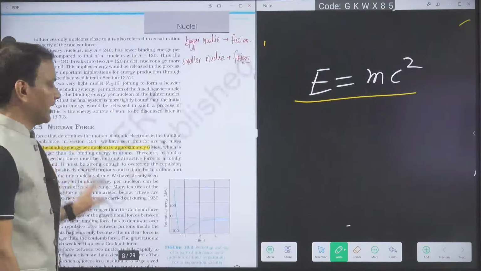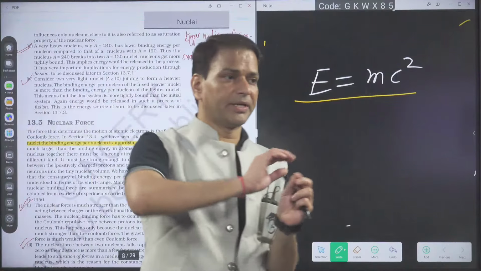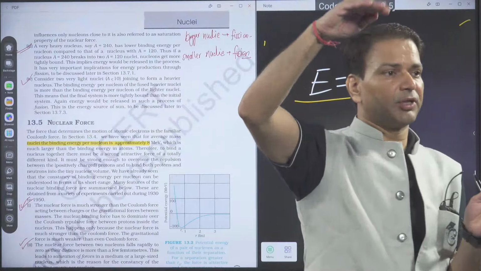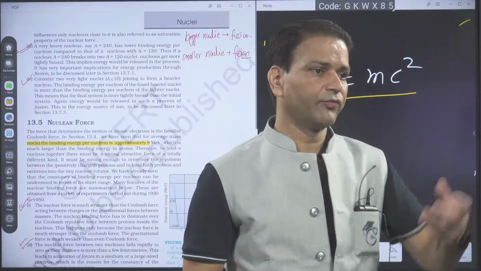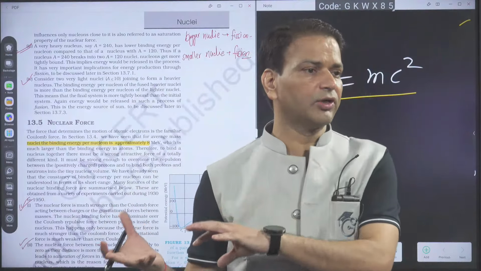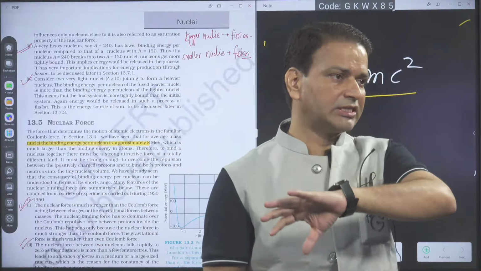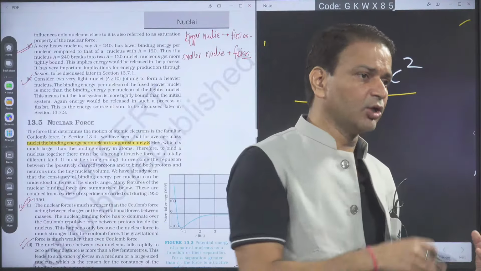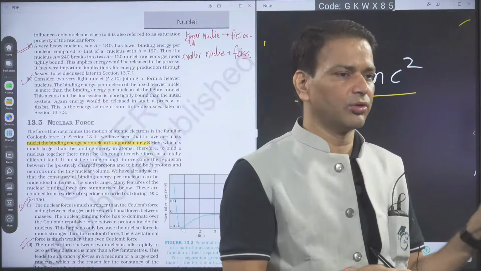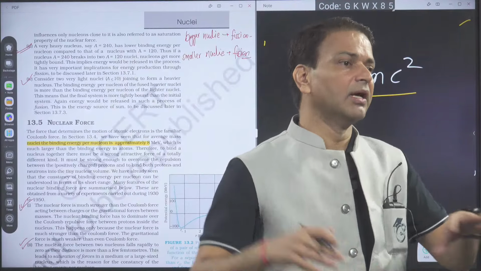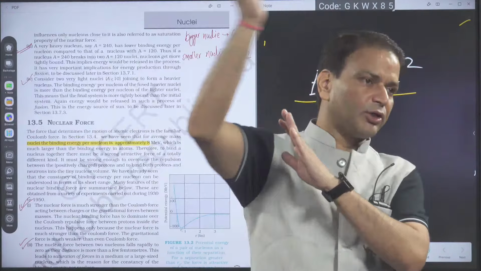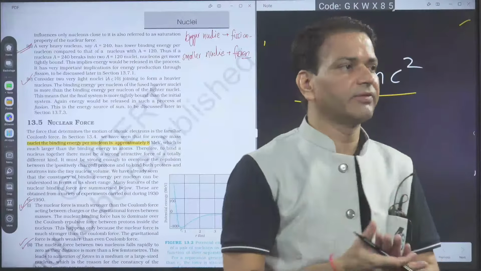In the beginning, when the mass number increases, binding energy per nucleon increases, which means stability increases. So lighter nuclei undergo fusion reactions, and heavier nuclei undergo fission, because they split into lighter nuclei. Lighter nuclei fuse and make bigger nuclei, like hydrogen fusing to form helium. Uranium splits into two lighter nuclei, and then the stability increases.